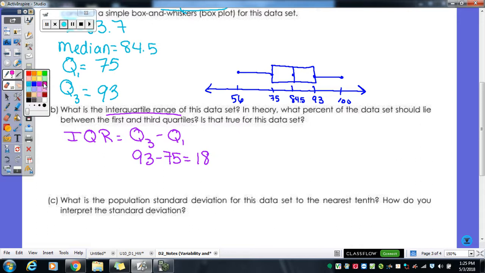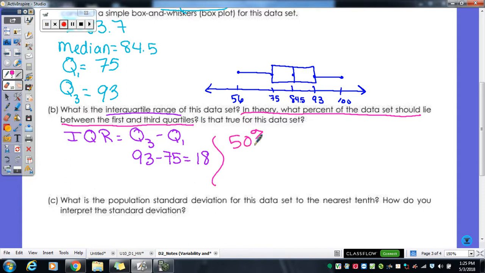Next part of that question. In theory, what percent of the data should lie between the first and third quartiles? 50%. Next part of that question wants to know, is that true for this data set?